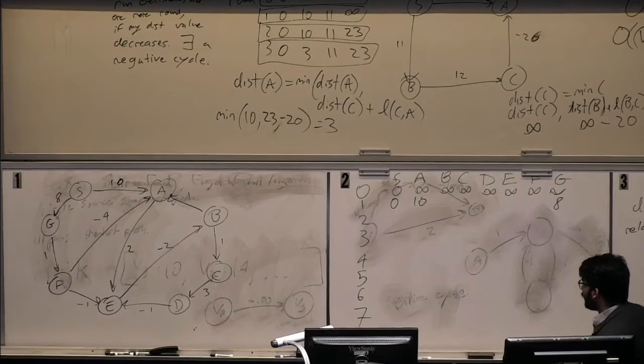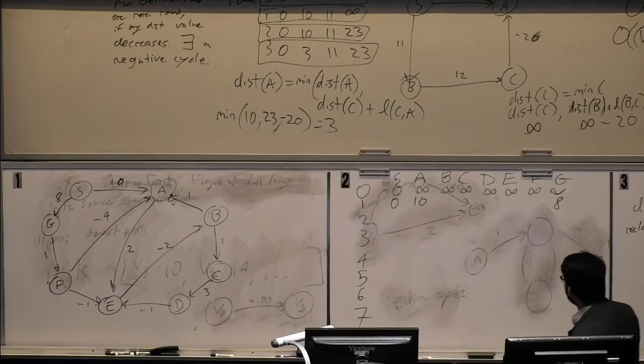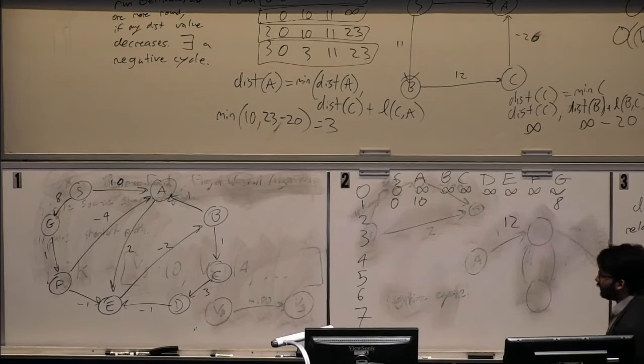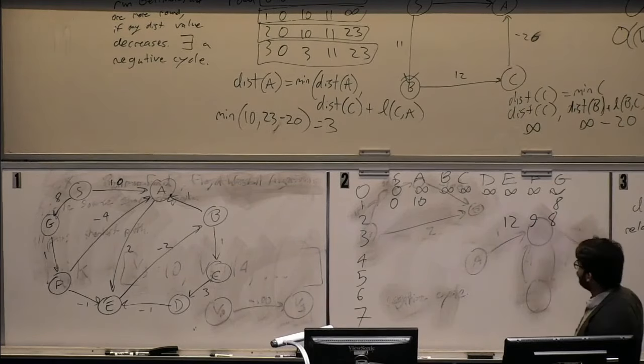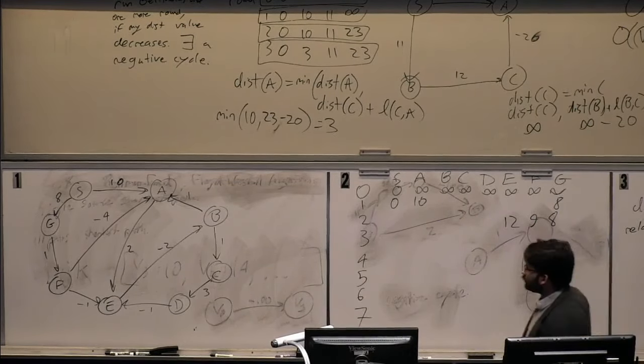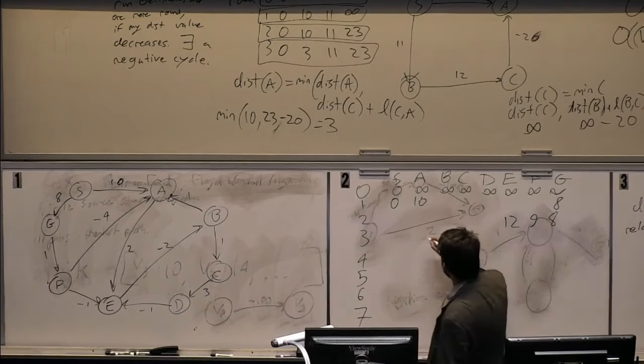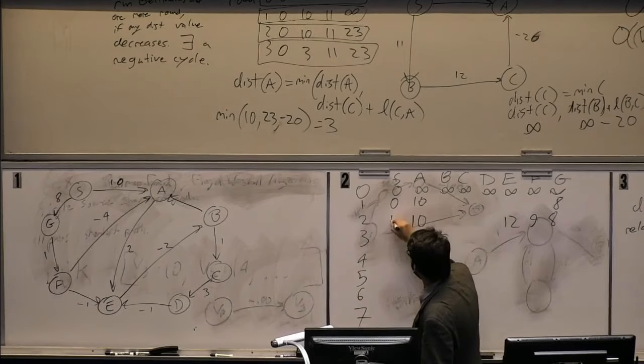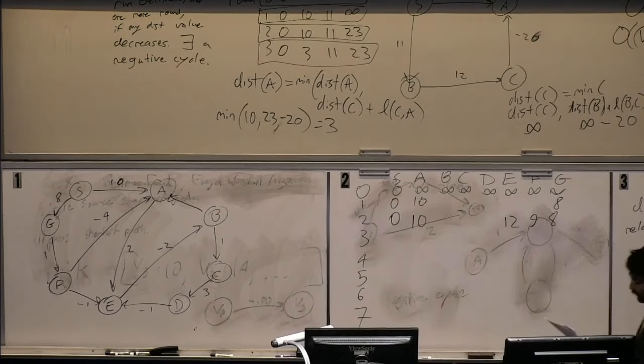A is going to update E to be 12. G is going to update F to be 9. And then G is going to stay 8. A is going to stay 10. But not for long. And then S will stay 0, right? Double check with me that we're doing that right.